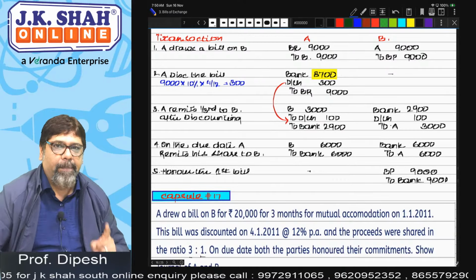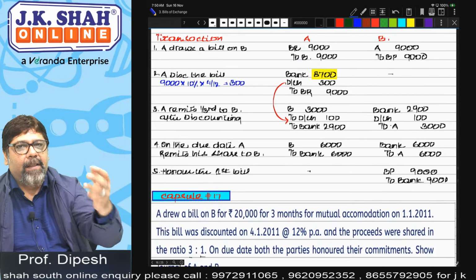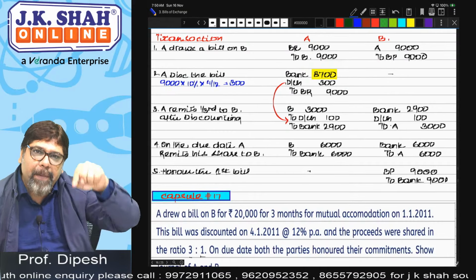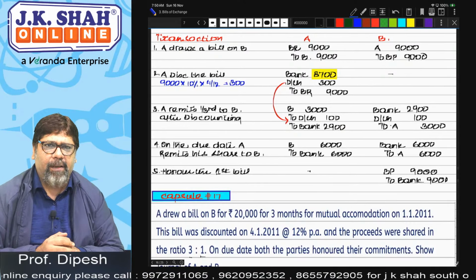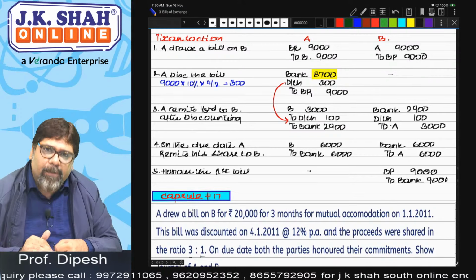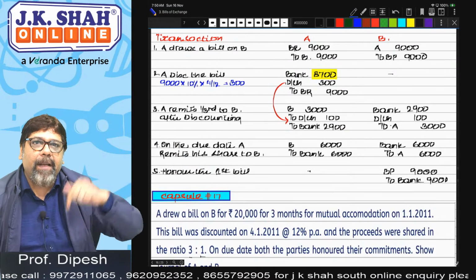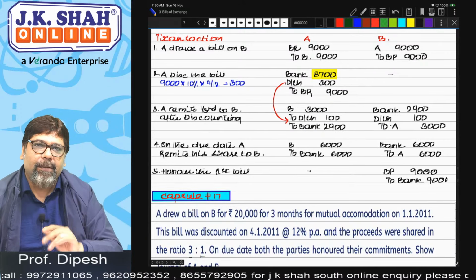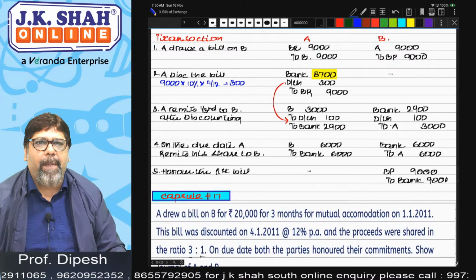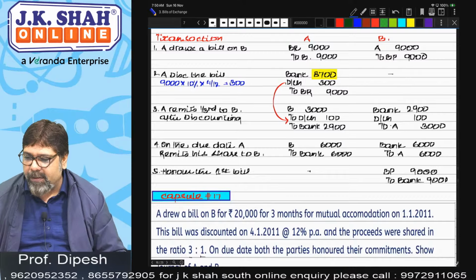So A drew the bill. Then A discounted the bill. A gave B 1/3 of the money. On the due date, bank went to B asking for the entire 9,000. B took out from his pocket his share, 3,000. Then B asked from A how much? 6,000. Then B got the entire 9,000, which B gave to bank. Correct, incorrect? Yes sir.